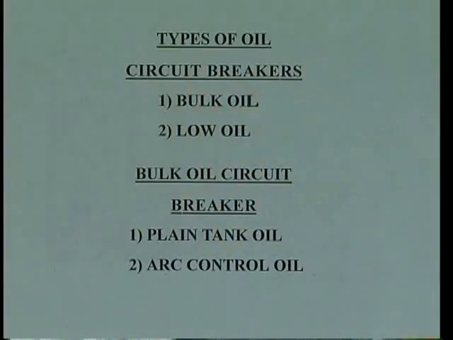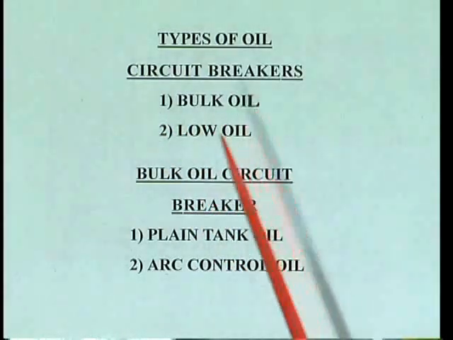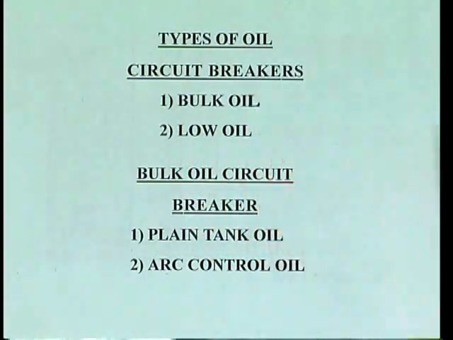Now the oil circuit breakers are further divided into two types. They are like this. Types of oil circuit breakers. One is the bulk oil circuit breaker. The second one is the low oil circuit breaker. In the bulk oil circuit breaker, we use a huge amount of oil. In this bulk oil circuit breaker, the oil serves two purposes.